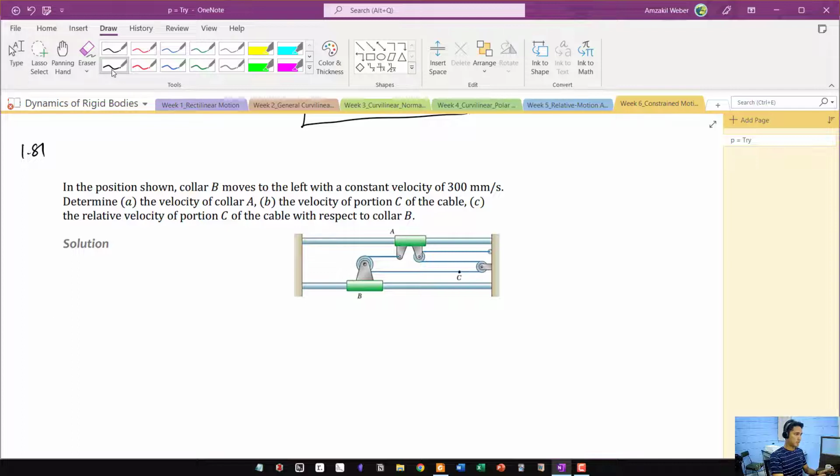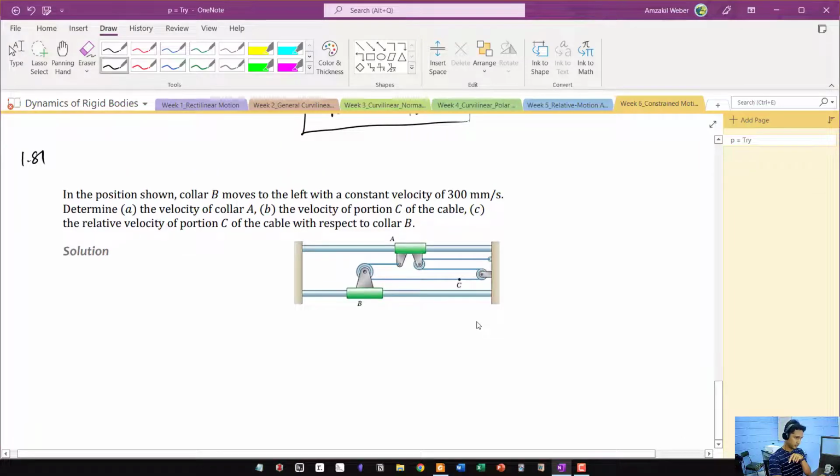In the position shown, collar B moves to the left with a constant velocity of 300 millimeter per second. Sorry about that. The question is, what is the velocity of collar A, the velocity of portion C of the table, and for the first time, the relative velocity of portion C of the table with respect to collar B?